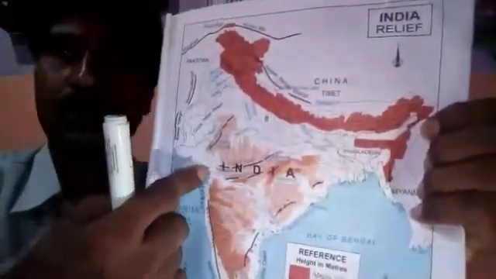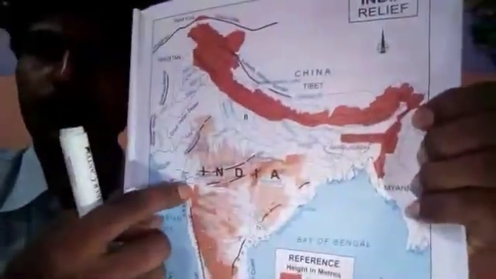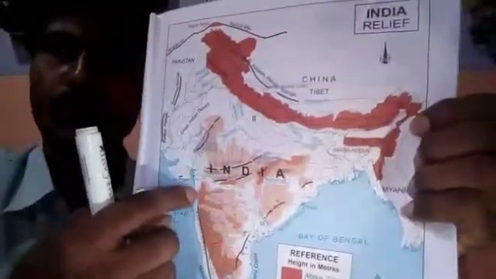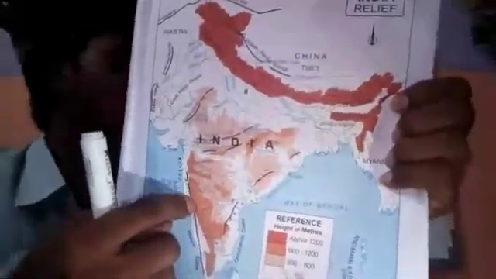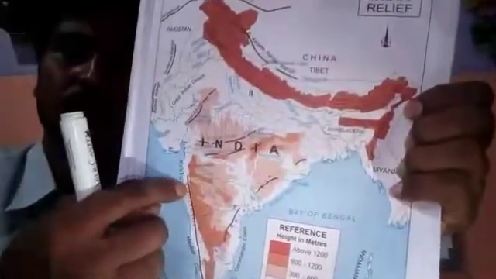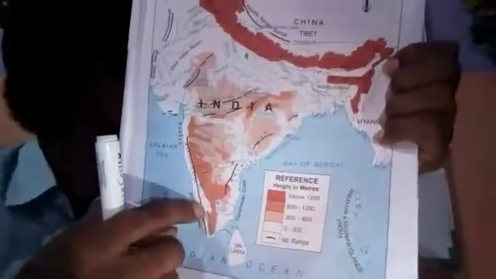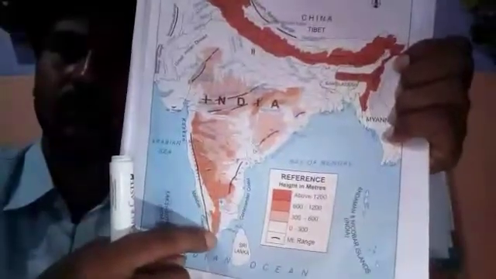First one is the Konkan coast, that stretches from Maharashtra to Goa or Mumbai to Goa, and then the middle part is the Kannad coast, which stretches from Goa to Kerala, and the last part is the Malabar coast, which stretches from Kerala to Tamil Nadu.